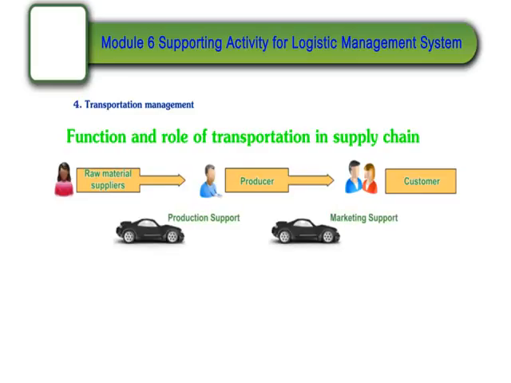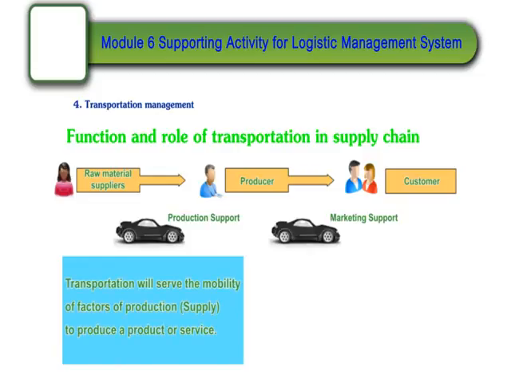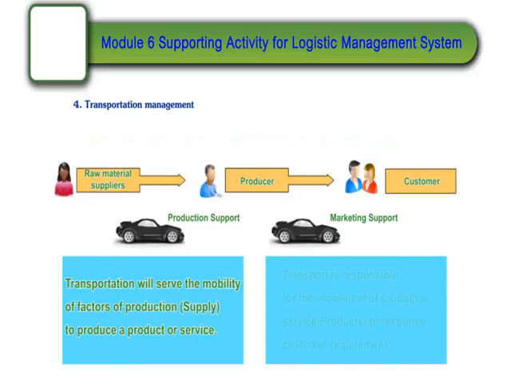The function and role of transport is as follows. Number 1, transportation serves the mobility of factors of production, supply, to produce a product or service. Number 2, transport is responsible for the movement of products or services to respond to customer requirements.